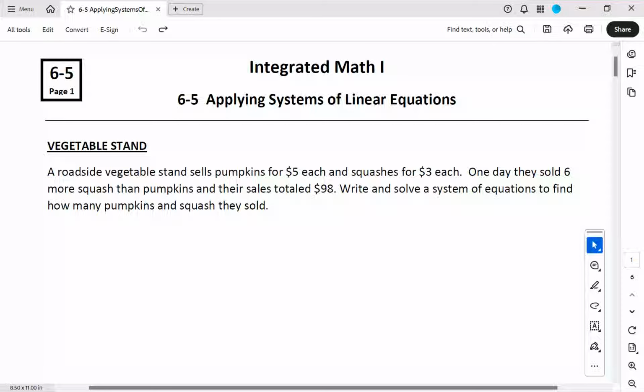Hello, welcome. We're looking at Chapter 6, Section 5, specifically applying systems of linear equations. Application problems are a euphemism for word problems, but they're word problems because they explain a scenario, and in that scenario we'll get some information that will help us make equations and solve it, which is the whole point of what we're going to do here. So this is the second of the videos for this section.